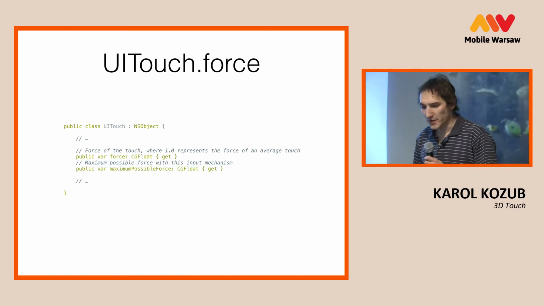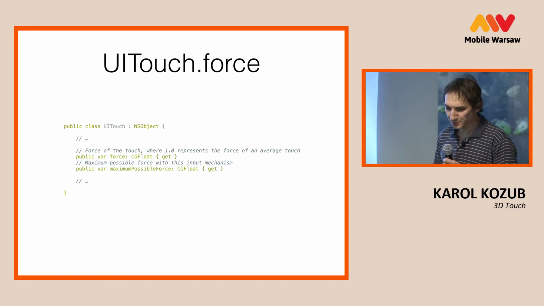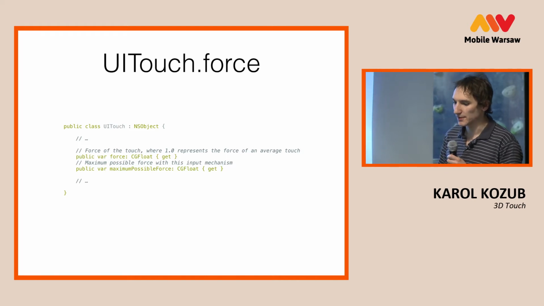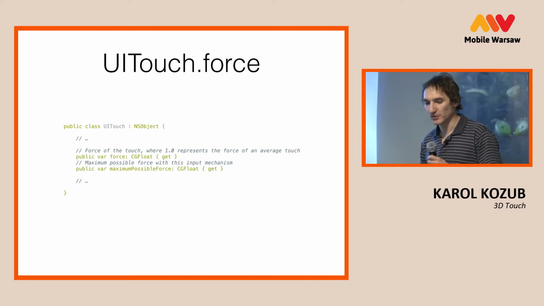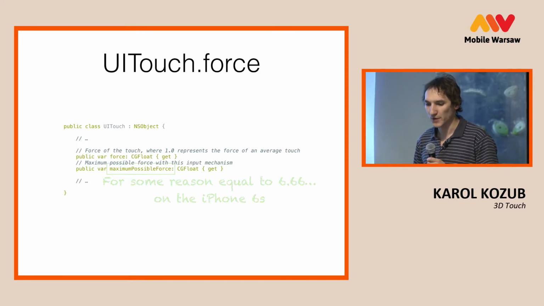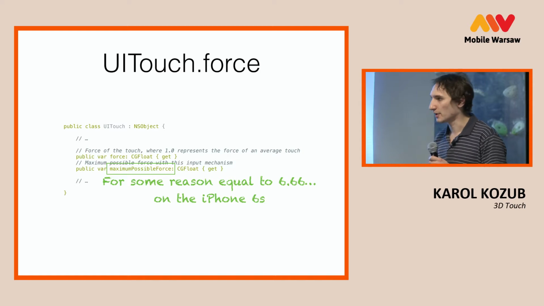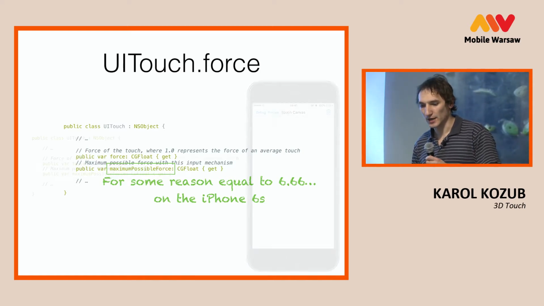These allow us to get the force of the touch on the screen. The force property is normalized so that 1 represents an average touch, and maximumPossibleForce gives some context to the first property so that we know what the scale for that one is. For some reason on my phone, maximumPossibleForce is equal to 6 2/3.